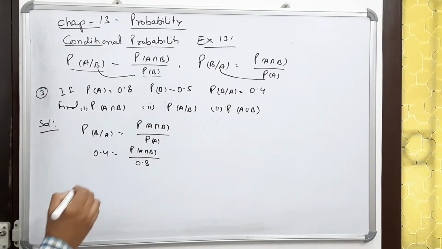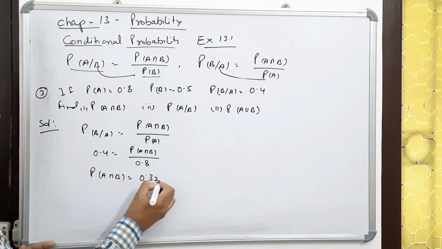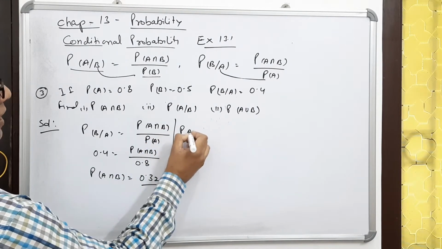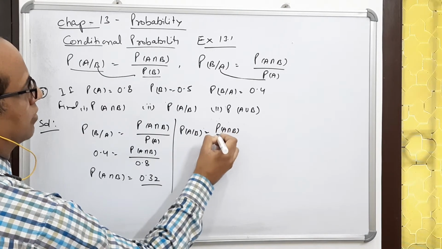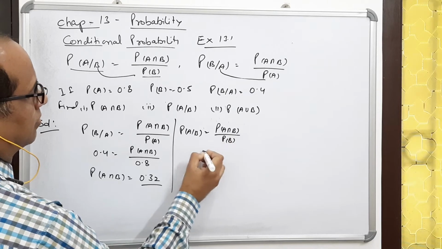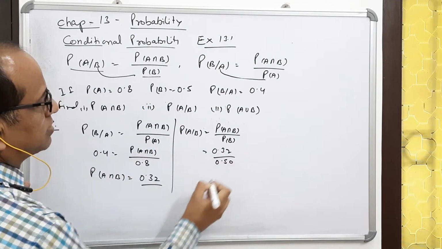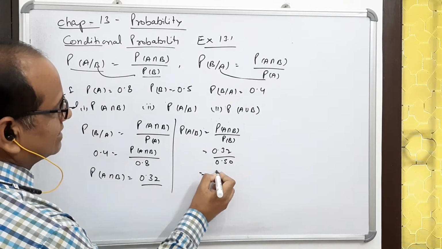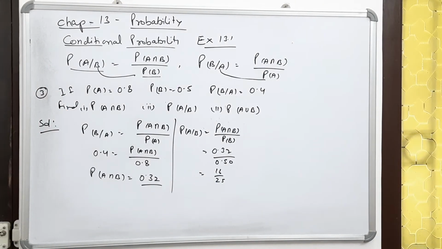So if you cross multiply, P(A intersection B) will be 0.32. The first part. The second part is P(A|B), which is P(A intersection B) upon P(B). So it is 0.32 divided by P(B). What is P(B)? 0.5. 0.5 means we can write 0.50 also. And if you cancel it, then it is 16 upon 25. So that is the second answer.